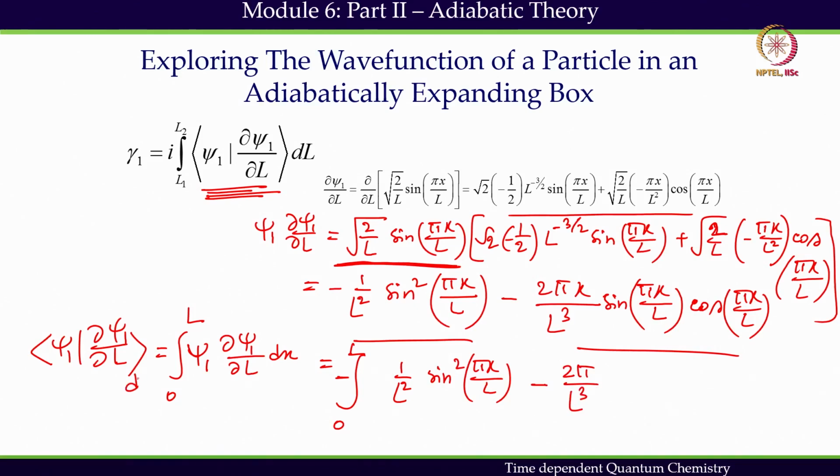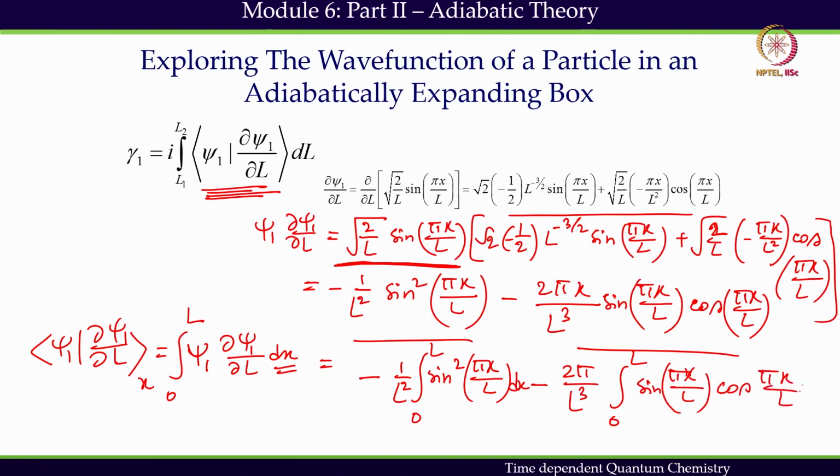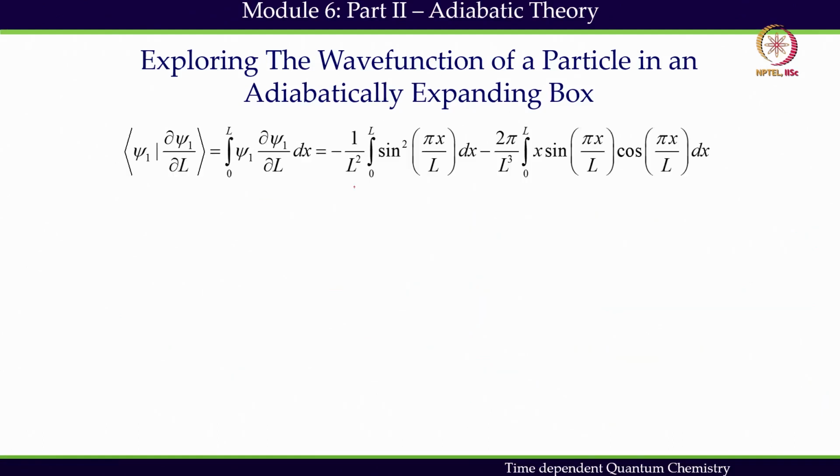And remember, this is a coordinate space integration. So this is over x. So this is going to be dx. That's why we can take out this L square term. So we can write down like this way, and then we have the integral from 0 to L of sine pi x by L and cos pi x by L dx. So this is the integration which we need to perform. We'll perform it step by step. First we'll look at this integration, this is the first integration.